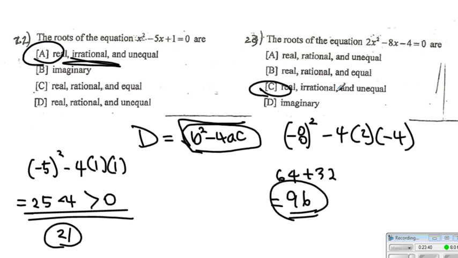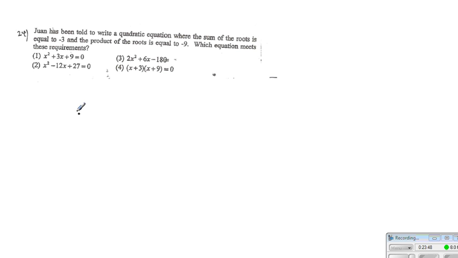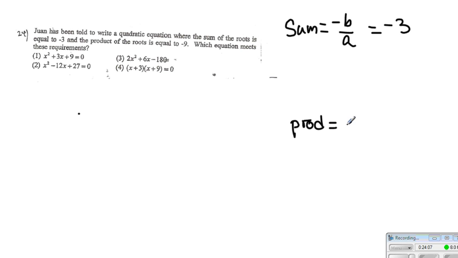All right, now, next question, number 24. Juan has been told to write a quadratic equation whose sum of the roots is equal to -3. You see, sum of the roots is equal to negative b over a, and that happened to be equal to -3. I'm going to leave some space here, and then the product of the roots, in fact we know that this is c over a from the quadratic equations, has to be equal to now -9.